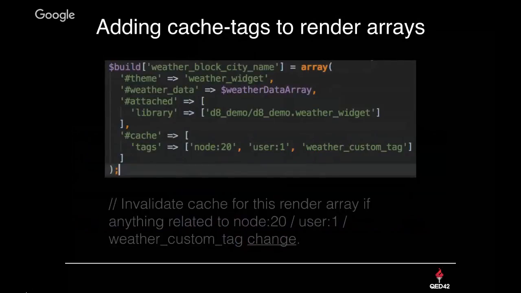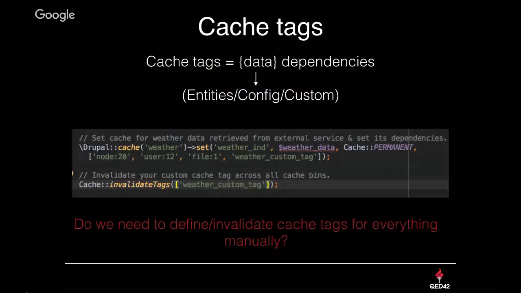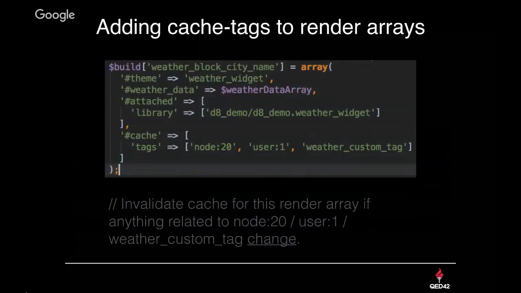Now, that was a small example wherein we were setting a cache key with some value. Now, we could add cache tags to our render arrays as well. And the process is pretty simple. So if you look at the screen and the code over there, it's a render array using some custom theme.